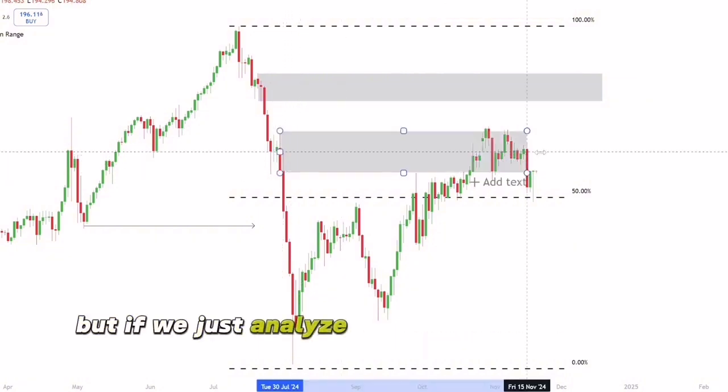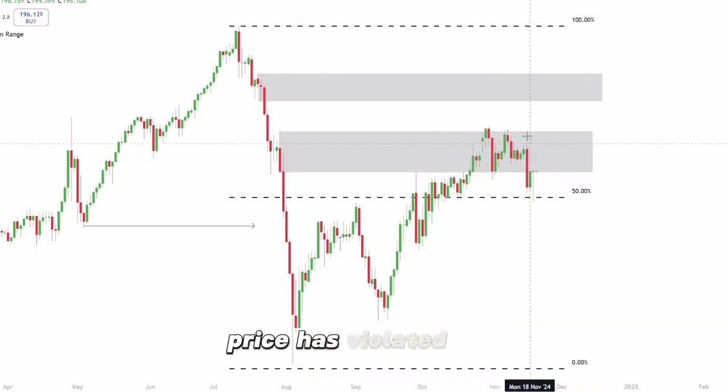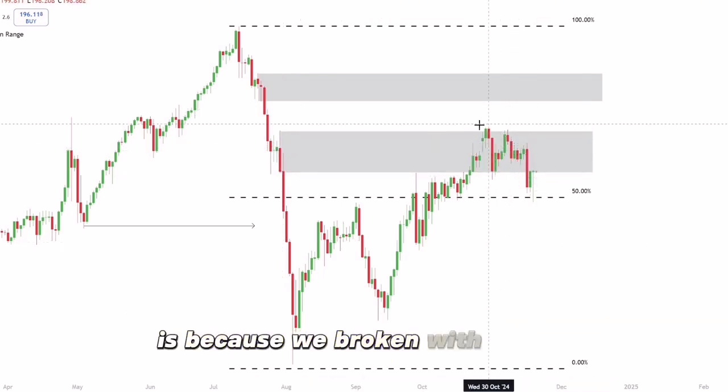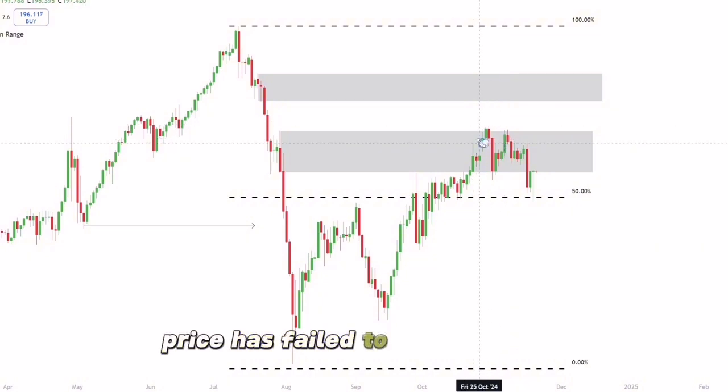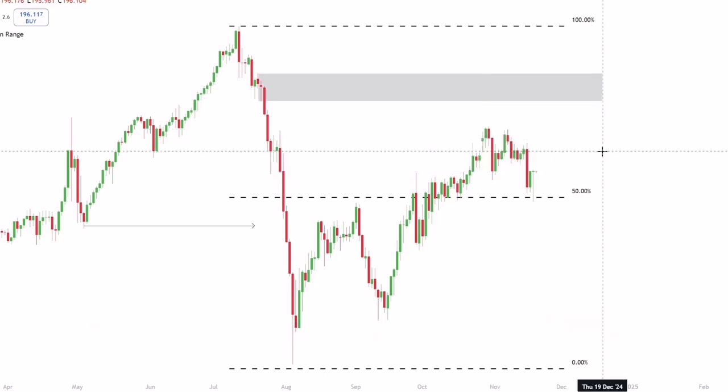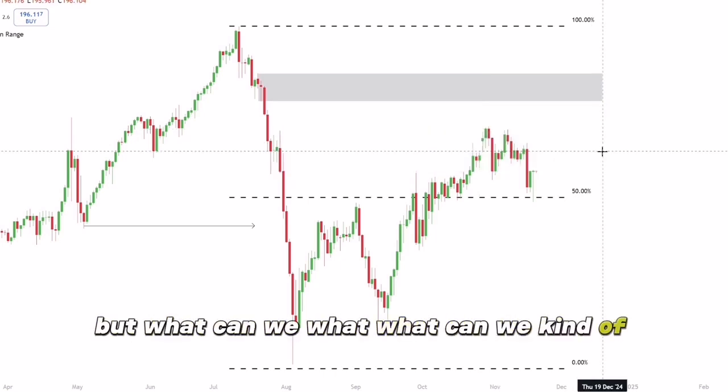But if we analyze how price behaved near here, price has violated this. The reason price has violated this is because we've broken with a body. Price has failed to hold this zone accurately. Price has broken this zone. So we can ignore this zone. But what can we take out of that?